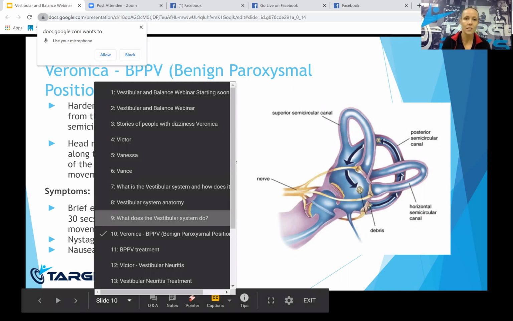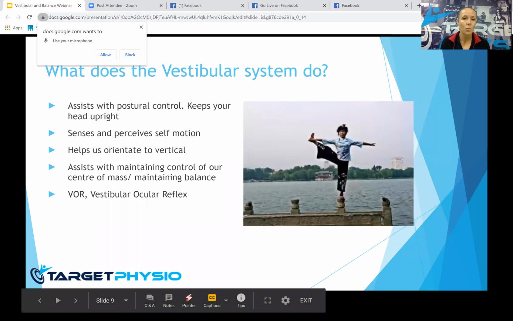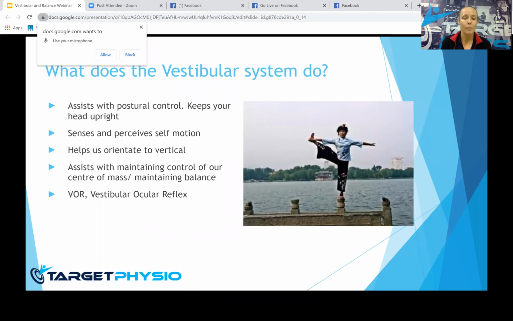So what does the vestibular system do? It assists us with postural control, which means it keeps our head upright. It senses and perceives self-motion. So when our head is moving, the fluid flows through those canals and lets us know where our head is in space. It also helps us to orientate to vertical.